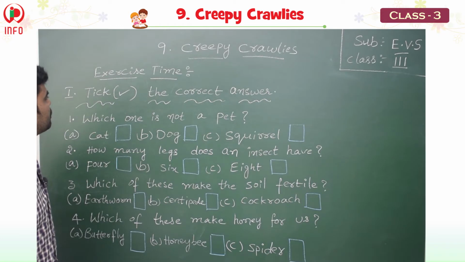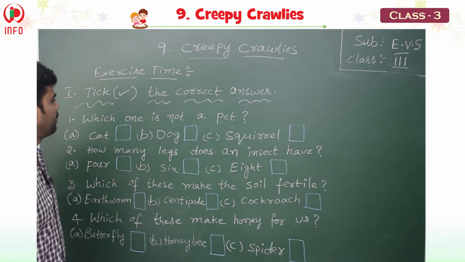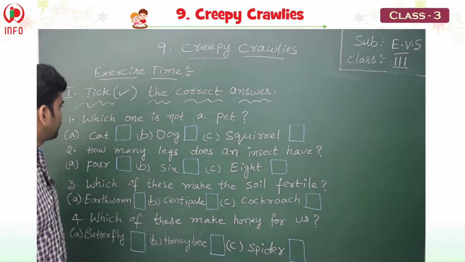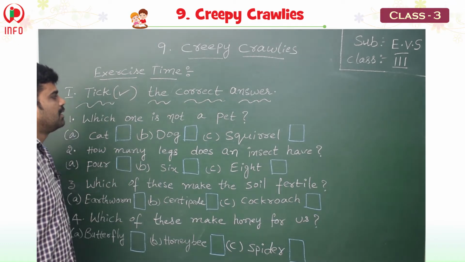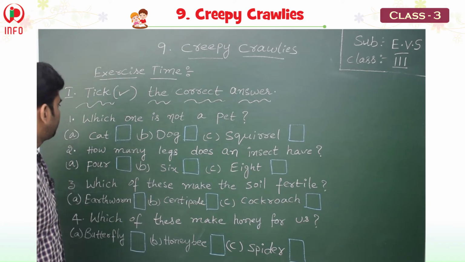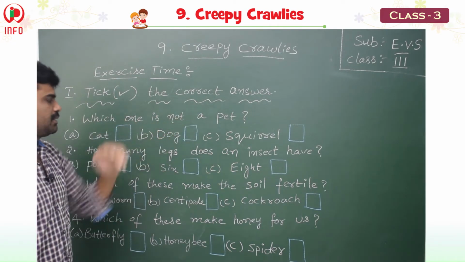So, first one is exercise time here. Tick right mark for the correct answer. We have 4 questions, children. The first question is, which one is not a pet?